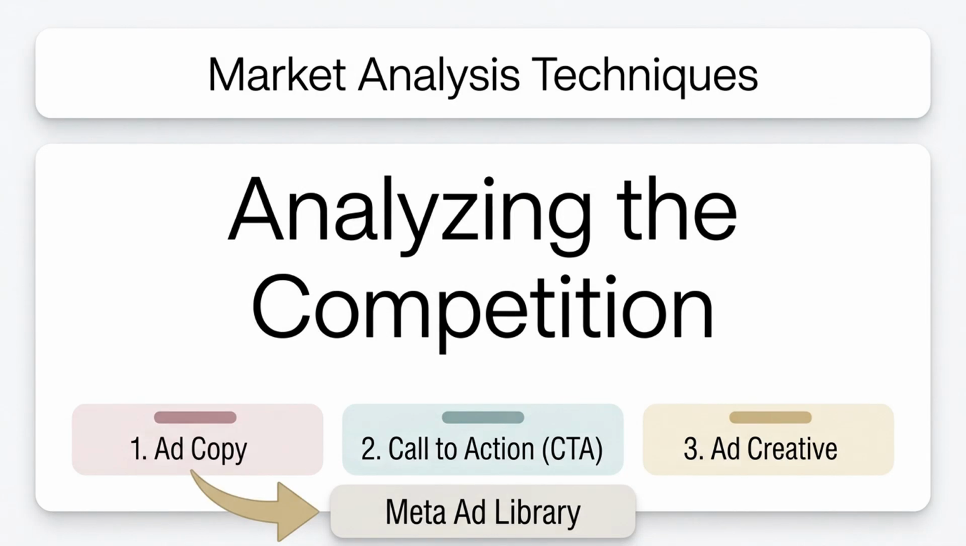But how do we find these ads? We use a powerful free tool provided by Meta called the Meta Ad Library. This platform allows us to search and view all active ads running across Facebook, Instagram, and other Meta platforms. It's an essential tool for competitor research.